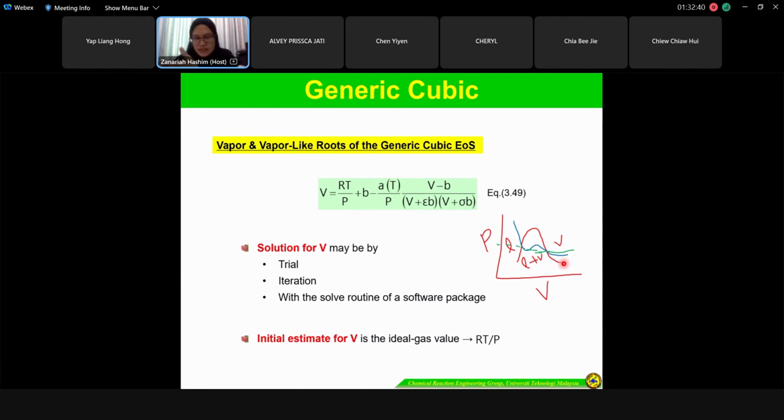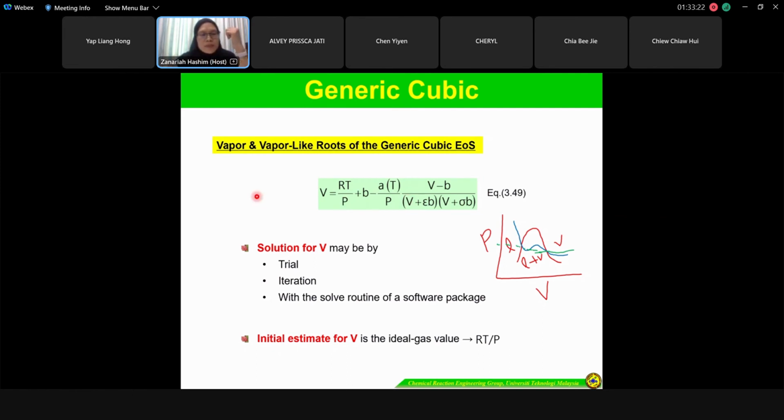But in real cases, this volume of liquid plus vapor is very unstable, and sometimes it's just a very short transition. So in most cases, we are not concerned with the volume in the middle. We are only concerned with the volume of the liquid only and also the vapor only. So we have these 2 types of roots. The first one is the vapor or vapor-like root of the generic cubic equation of state. So from the equation of P earlier, we rearrange it so that we can get V equals something. Okay? So you get 2 roots.